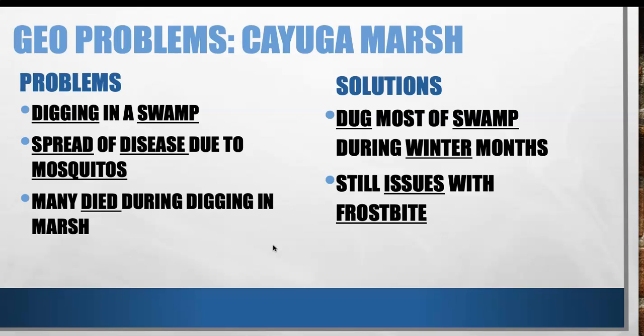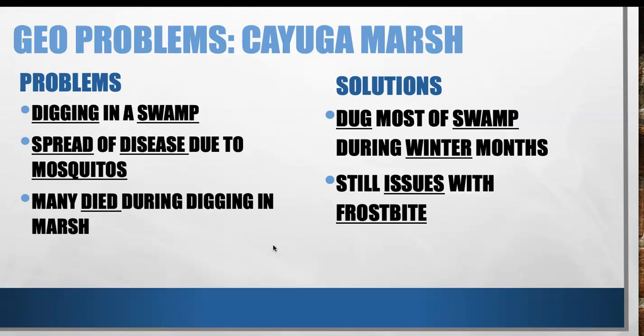All right, so the first big problem is going to be the Cayuga Marsh. You probably know this as Montezuma. All right, so big thing, they're digging in a swamp. So what they had happen is they would dig a hole, they would turn around, they'd wait, it would fill up with water. So they had to come up with a system where they kind of drained a lot of the area, dug it, and then maybe had to drain the water out.